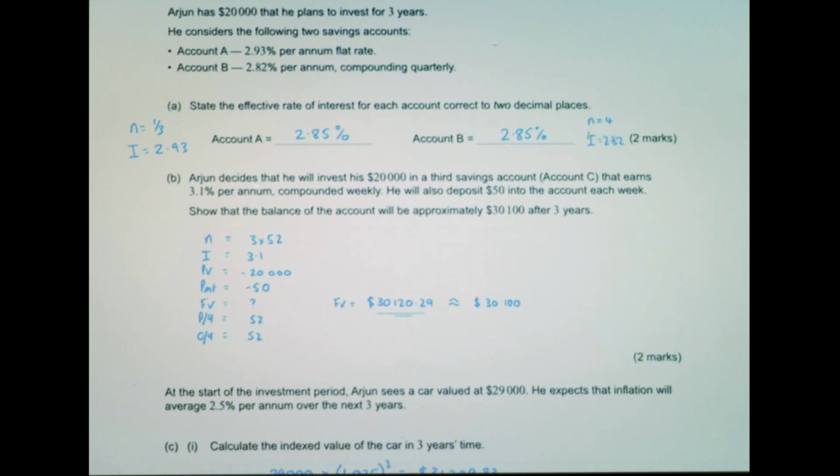So with the flat rate, we're looking at the 1 on n, with n being 1 on the number of years. So in this case, that's 1 on 3. The I value works out as being 2.85.